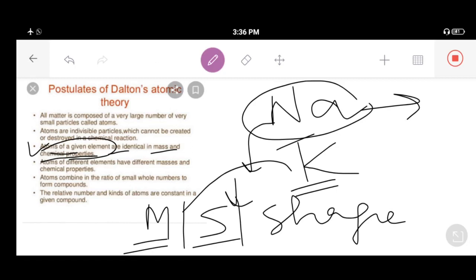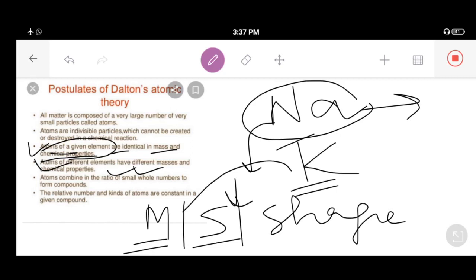Let's discuss one more postulate regarding John Dalton's atomic theory. The fourth postulate is: atoms of different elements have different masses and chemical properties. This postulate is actually the reverse of the third postulate we discussed, that all the atoms of a given element are identical in all respects, having the same mass, size, and chemical properties. As far as the fourth postulate is concerned, it's obvious, my dear students, that atoms of different elements have different masses and different chemical properties.